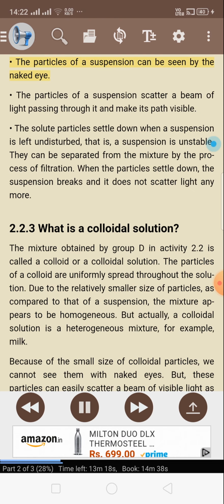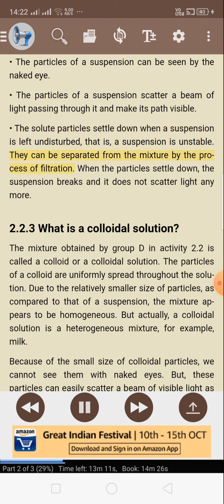The particles of a suspension can be seen by the naked eye. The particles of a suspension scatter a beam of light passing through it to make its path visible. The solute particles settle down when a suspension is left undisturbed, that is, a suspension is unstable. They can be separated from the mixture by the process of filtration. When the particles settle down, the suspension breaks and it does not scatter light anymore.